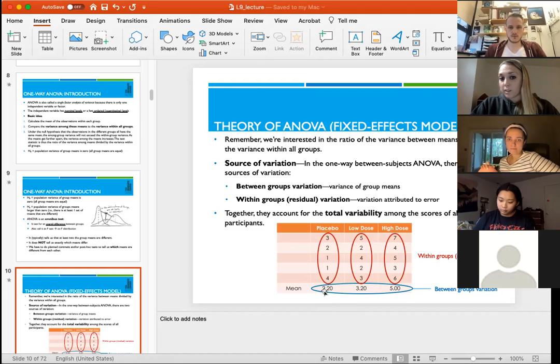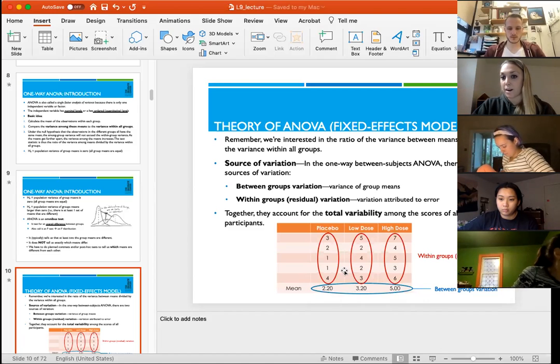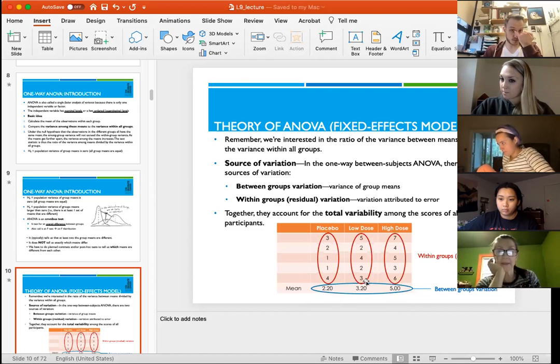Down here, if we look at the means of each of these groups, notice these are not identical, but we didn't expect them to be, right? We did this manipulation. We said, okay, a third of you go to a placebo group, a third go to a low dose, a third go to a high dose. This is the variance we can explain. This is our between groups variability. So we're essentially interested in the ratio of this variability between groups divided by our within groups. Make sense?